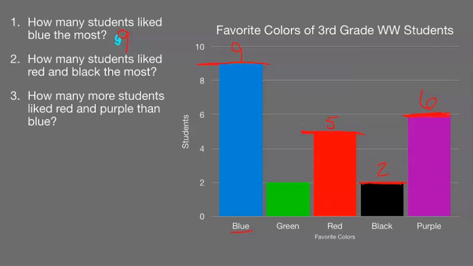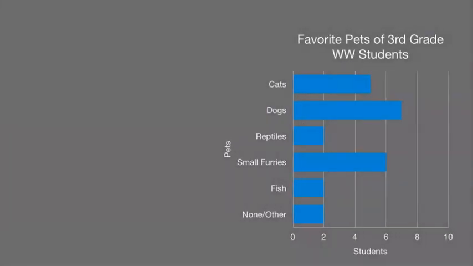Blue had 9. So let's see, we need to figure out what red and purple are. Red and purple together. So 6 plus 5 is 11. And then it's how many more than blue. So 11 minus 9 equals 2. Looks good. Let's check out our next graph.